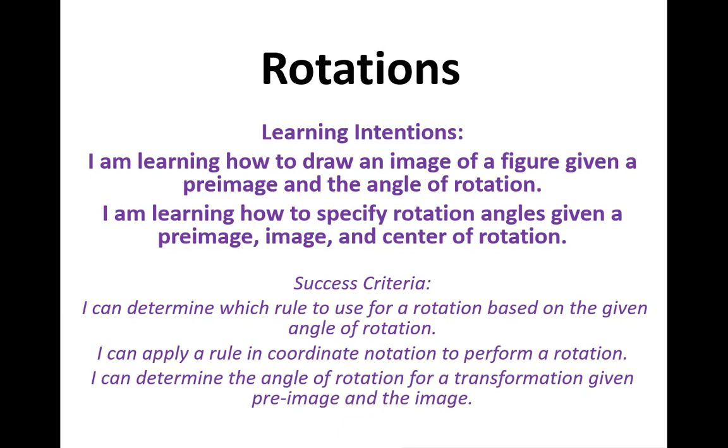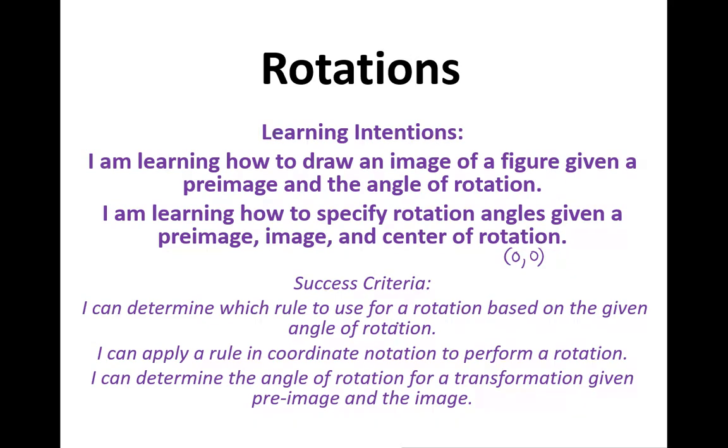We have two learning intentions today. I'm learning how to draw an image of a figure given a pre-image and the angle of rotation. A lot of those words we should already know from previous transformations. We do have this idea of angle, which is going to be a review term, but angle of rotation is a little bit new. And then I'm learning how to specify rotation angles given a pre-image, image, and the center of rotation. For our purposes, our center of rotation is always going to be 0, 0 in geometry, which is the origin, by the way.